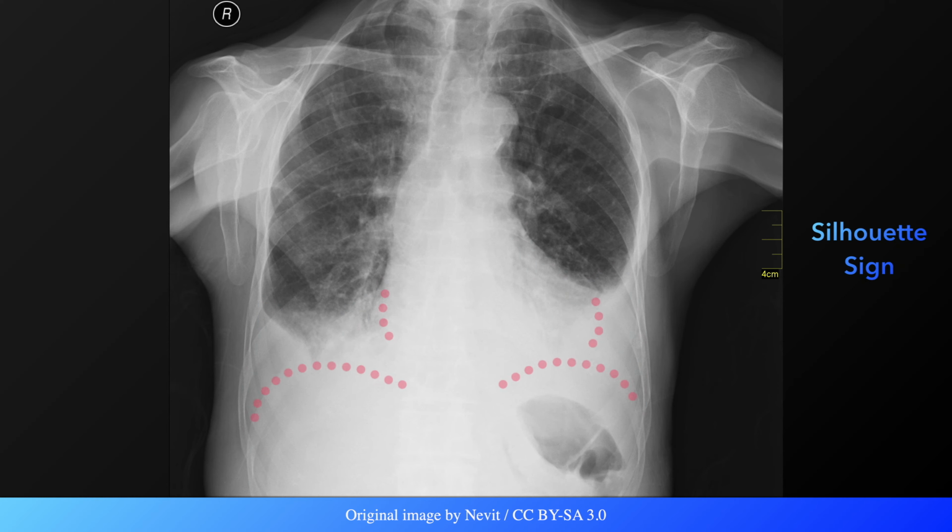Because of this dense opacity, the interface between the fluid and the heart border and hemidiaphragm is indistinct. This is known as the silhouette sign. Similarly, the costophrenic angle is completely obliterated due to the presence of pleural fluid. The fluid forms a meniscus with a concave upper border and an ascending lateral tip.